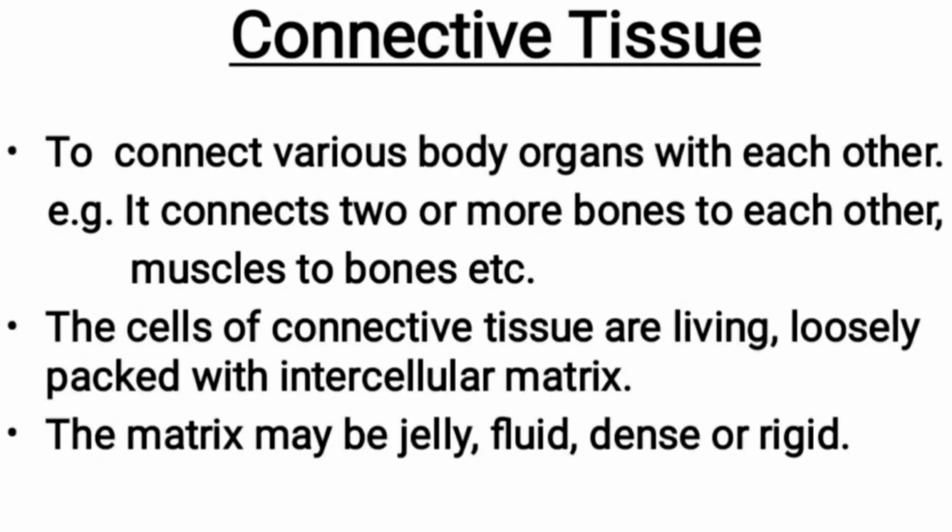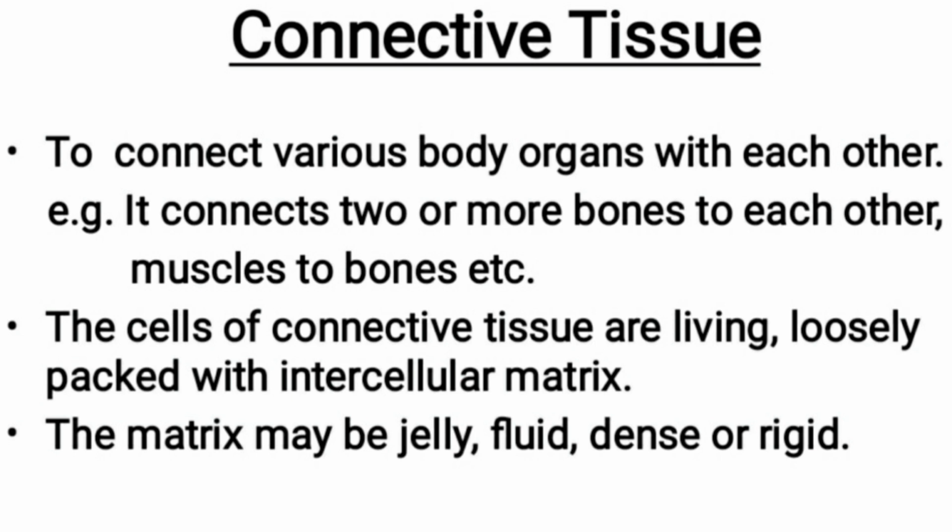Next is about connective tissues. This tissue is specialized to connect various body organs with each other. For example, it connects two or more bones to each other, muscle to bones, likewise. The cells of connective tissues are loosely packed with intercellular matrix. Different types of connective tissues are blood, bone, ligaments, tendons, cartilage, areolar tissue, and adipose tissue.